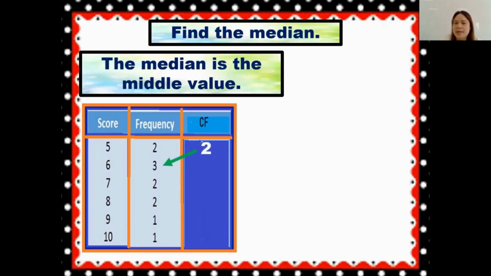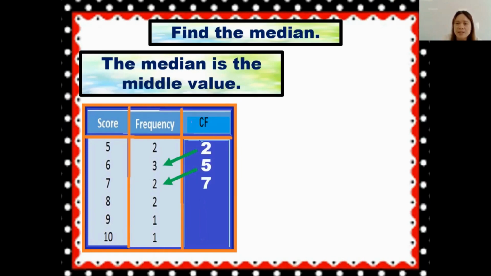So I'll copy and then add the first frequency to the next frequency, which is 3. So 2 plus 3 will give you 5. And again, 5, add it to the next frequency, which is 2. 5 plus 2 will give you 7.